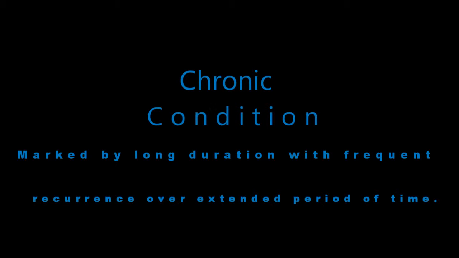A chronic condition is very different. It is marked by a long duration with frequent recurrences over an extended period of time. Diabetes is a chronic condition. It's not a one-time treatment and then go on with your life as usual. A chronic condition lasts a long time and is more like a journey. And like all successful journeys, it requires a team. And we at Peace Health have a dedicated team of professionals to help educate, support, and encourage you on your journey to healthy living with type 2 diabetes.